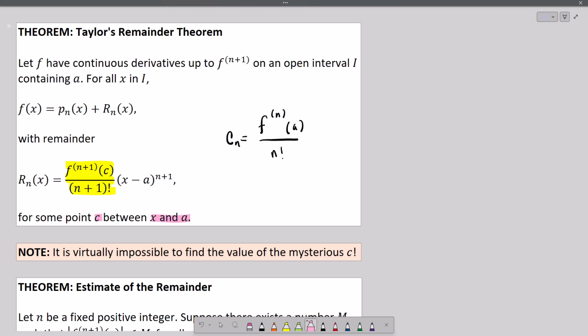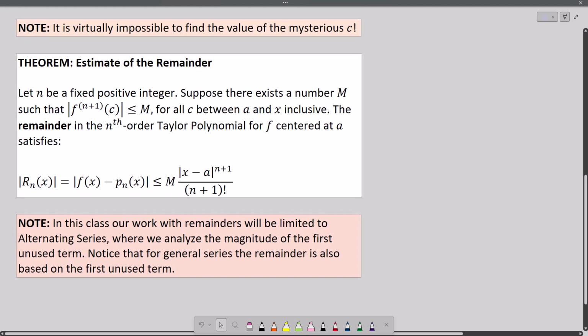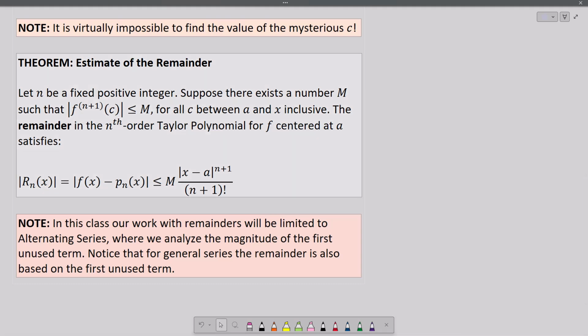That's the problem. C is a mystery number somewhere between x and a. It exists, and in advanced calculus you prove that that C exists, but you cannot find it. And so what we have to do is come up with a way to estimate this coefficient. The way you estimate that coefficient is to figure out a bound on this n plus first derivative.